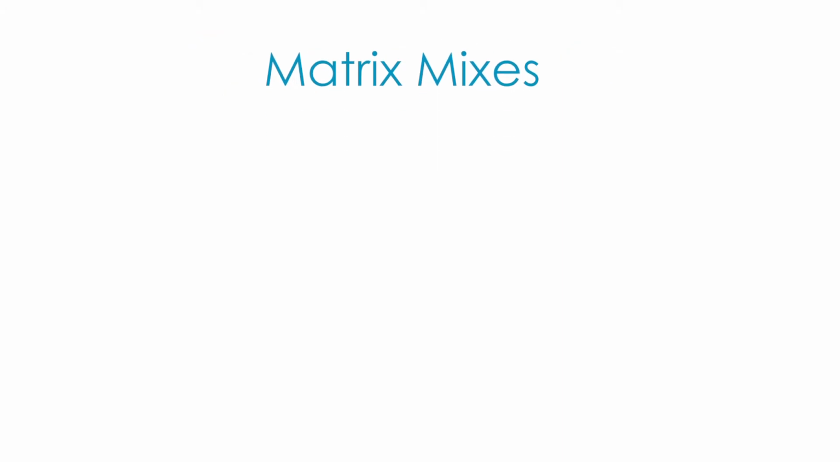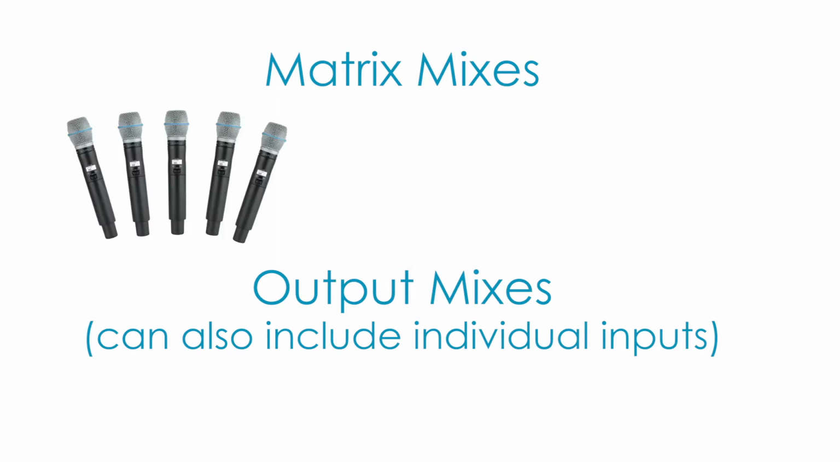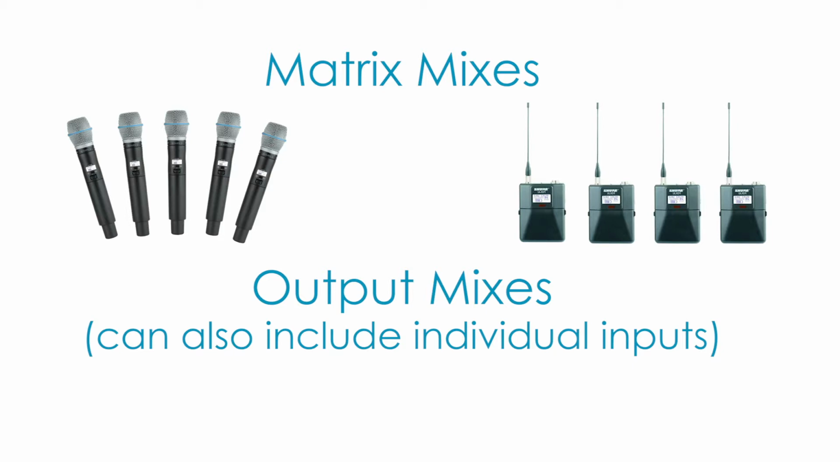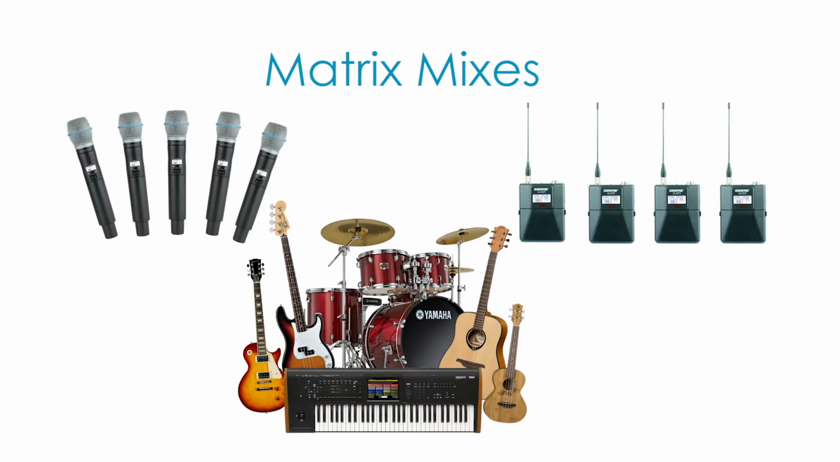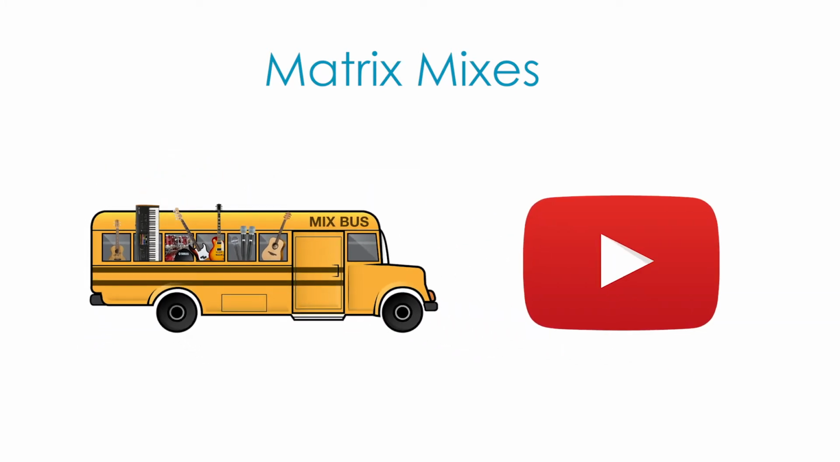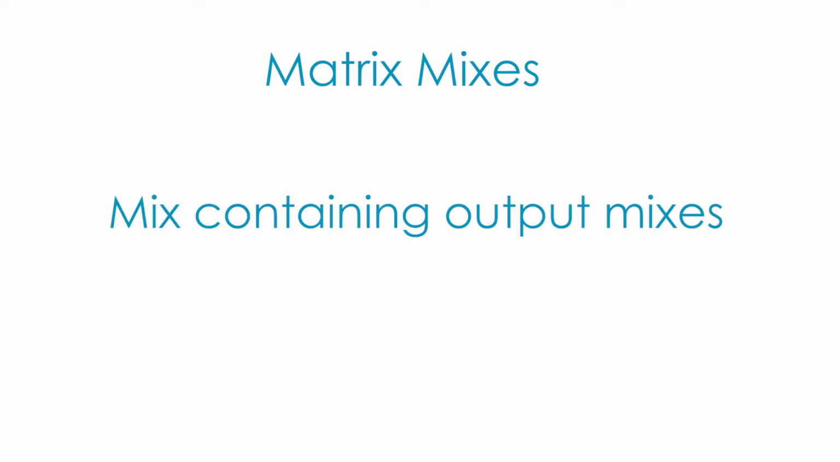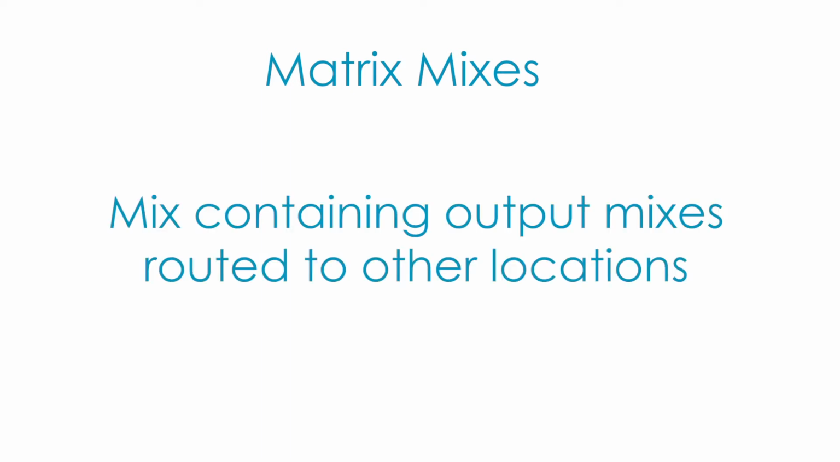A matrix mix contains a combination of output mixes, such as a group of microphones, wireless microphone body packs, or a group of instruments. These output mixes are routed on a bus to a destination. So the definition of a matrix mix is a mix containing output mixes routed to other locations.